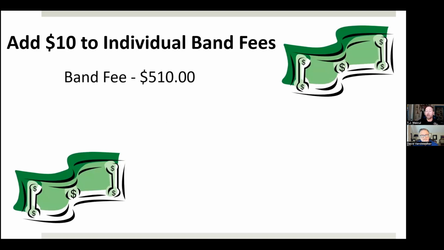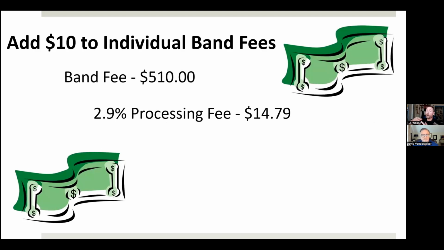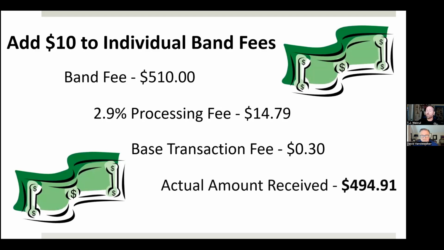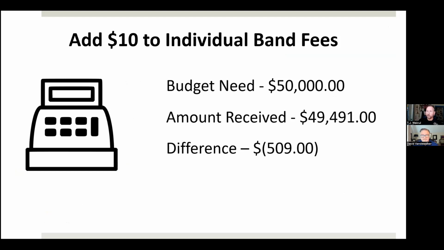So if we apply that 2.9% processing fee, it's now $14.79, because obviously they're paying more and there's going to be a little bit more taken out. That 30 cents transaction fee is there, but what we're receiving is $494.91. So we're seeing more come into our program that way, right? The difference when we account for all 100, just by adding $10, is $500. Now we're working at a little bit less of a deficit towards that total budget need, which is great. That's less that we're going to have to make up with other fundraisers or something like that, right?